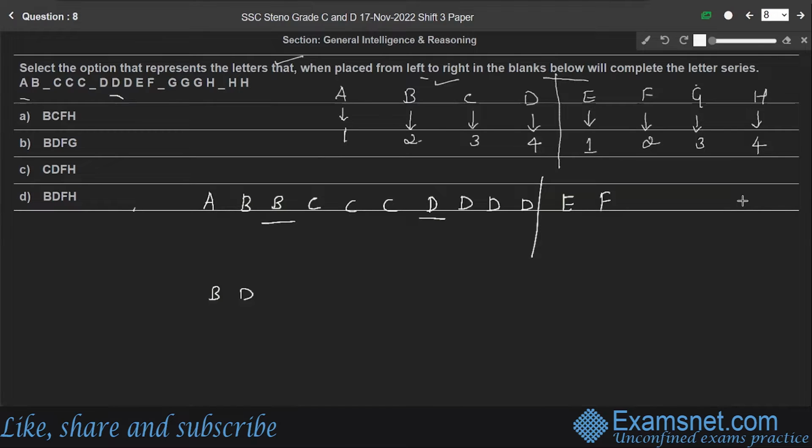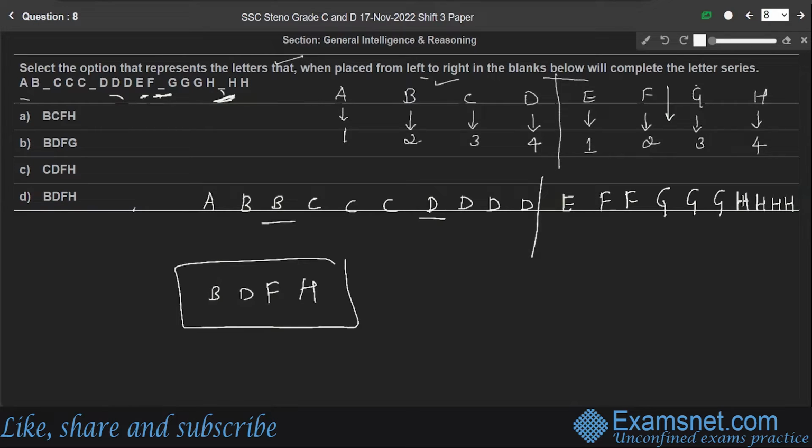After E, we have F, right? There is a blank filled with F. The third blank should be filled with F because F has to occur twice, right? Next comes G. So G occurs 3 times. And after G, we have H, and there is a blank. The last blank should be filled with H. After that, we have 2 more H, right? Therefore, the order of the letters to be filled in the blanks is BDFH. Option D is the right answer.